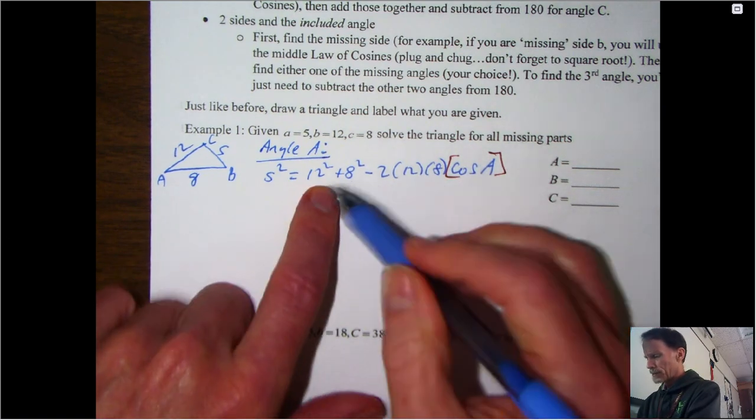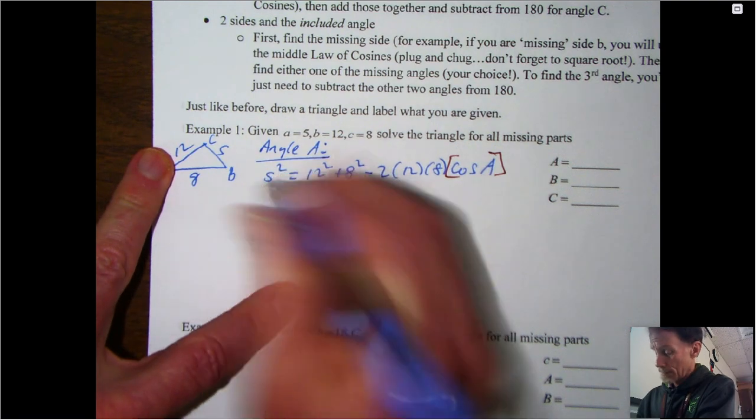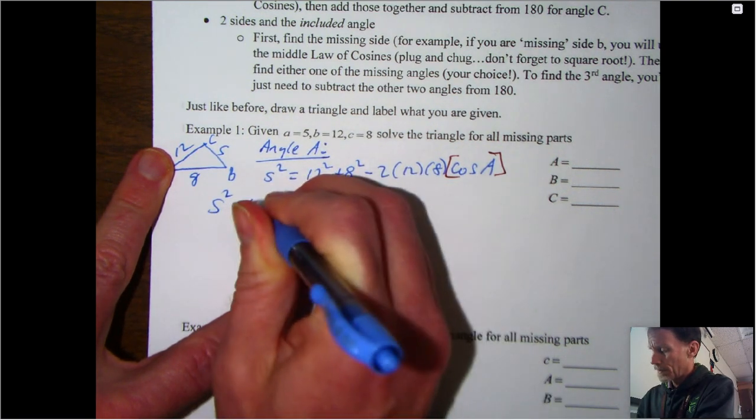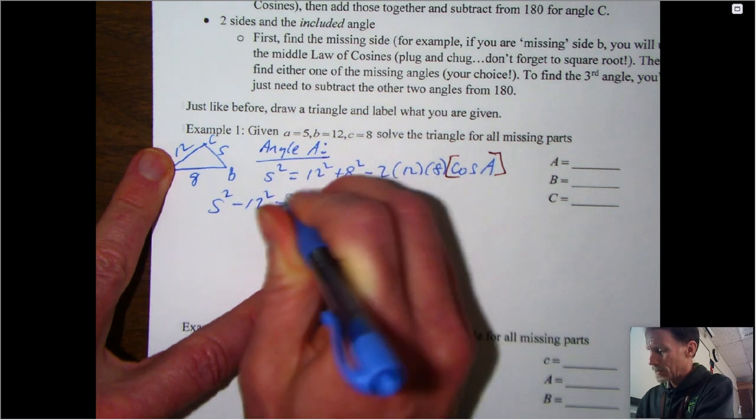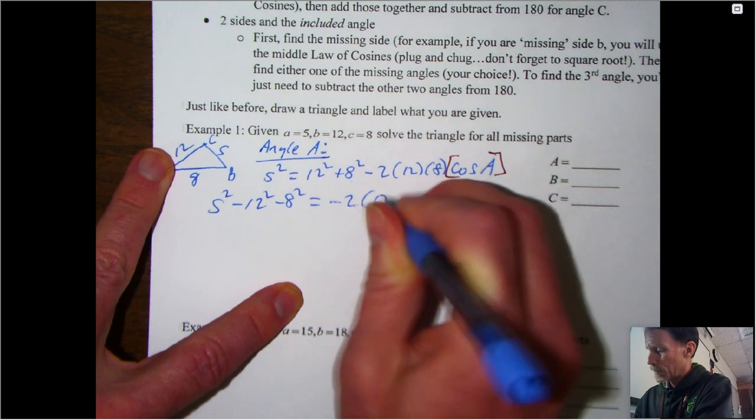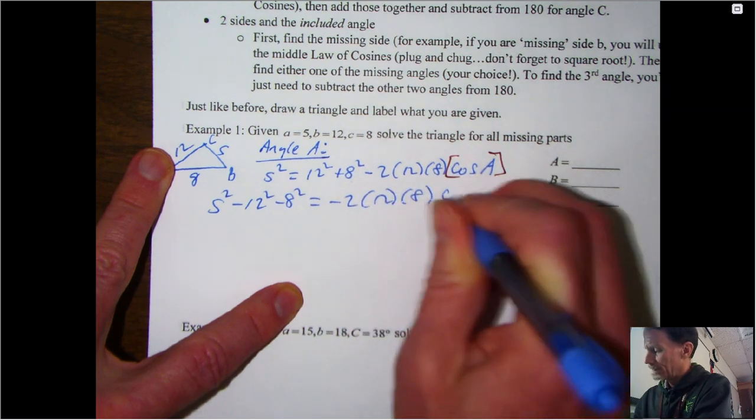Well, the first thing, I'd have to subtract the 12 squared and the 8 squared. So I would do that to both sides, of course. So we got 5 squared minus 12 squared minus 8 squared would be equal to negative 2 times 12 times 8 cosine A.